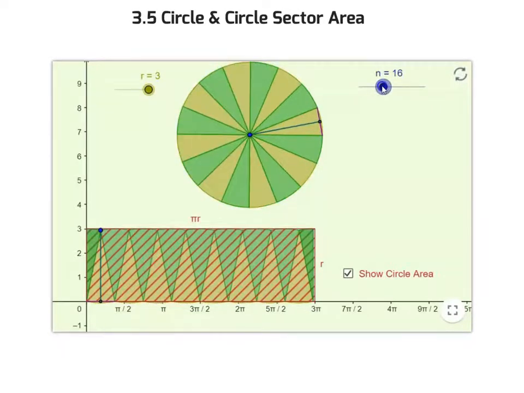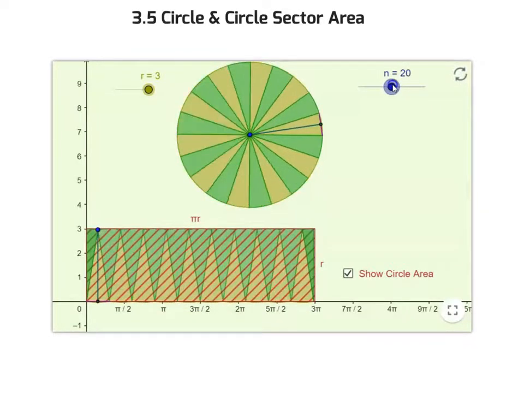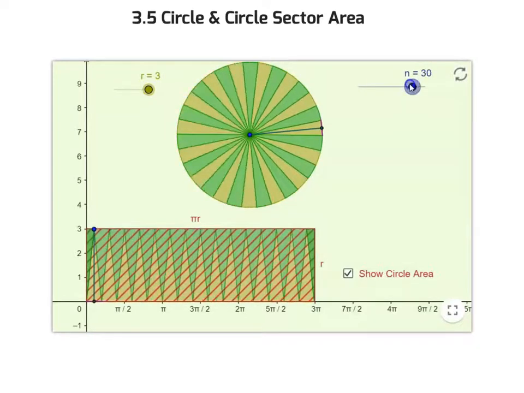Like 14 or 16 or 18. And as I keep going, you can see the gaps get smaller and smaller. This is a limit argument that the dimensions would be pi r times r, which is pi r squared. Very cool stuff, isn't it?